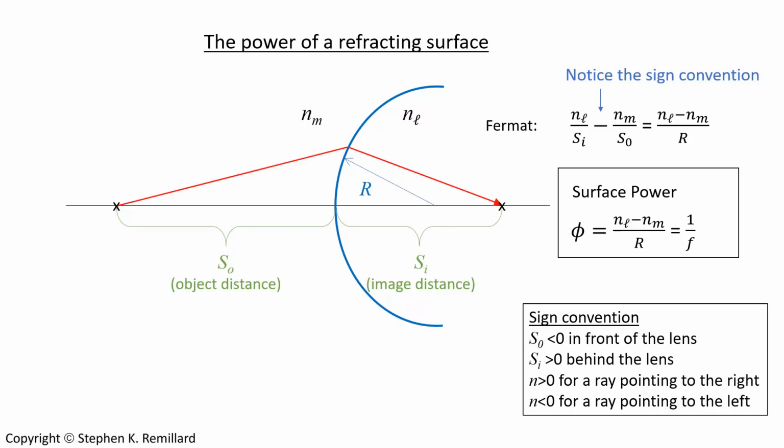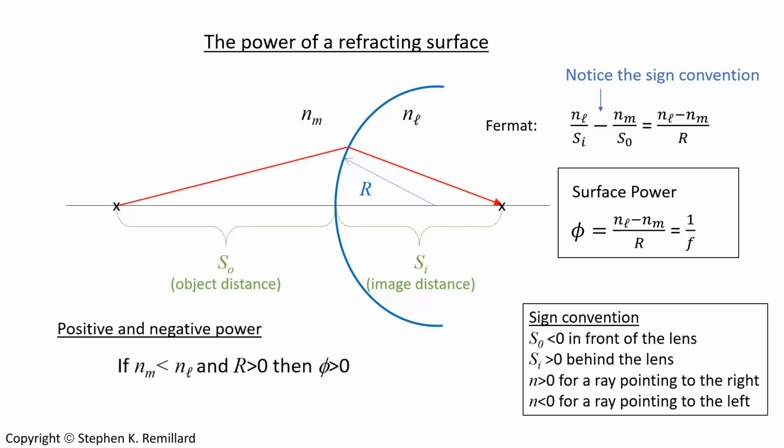Power itself can be either positive or negative. In fact, for a lens, if it's positive, it's a converging lens, and if it's negative, it's a diverging lens. If the index of refraction of the media is less than the index of refraction of the lens, and if the radius of curvature is positive, as is depicted in this picture, then the power is positive.